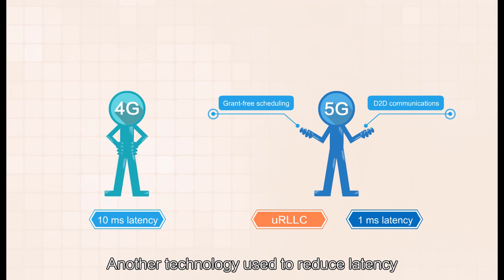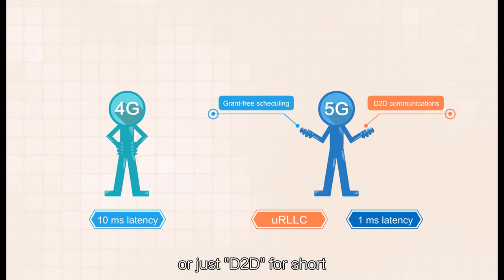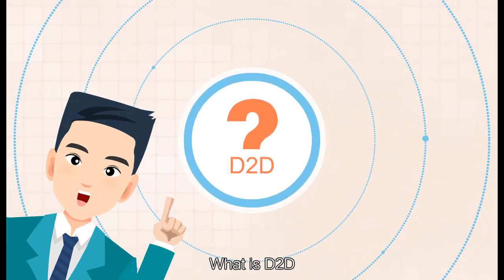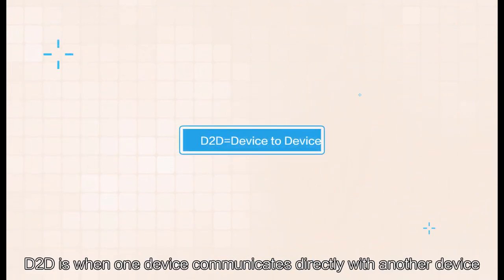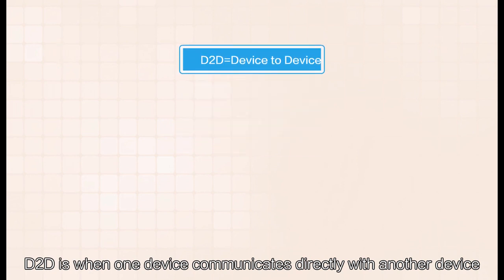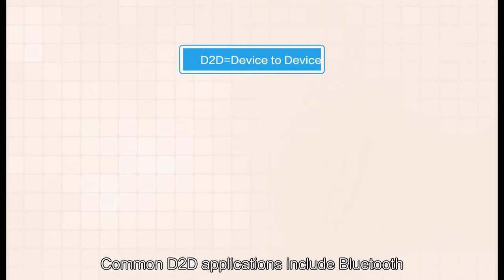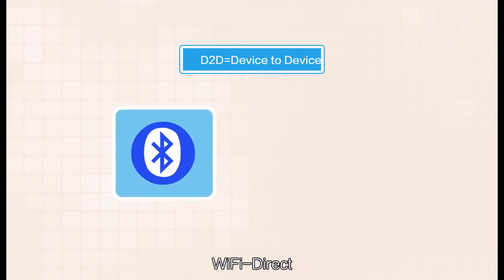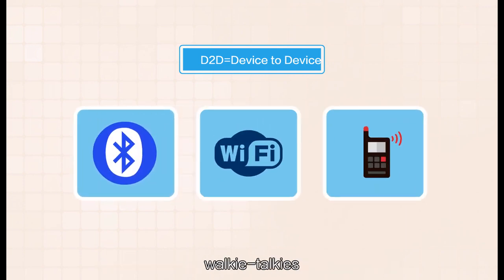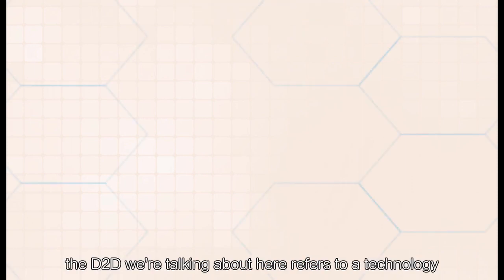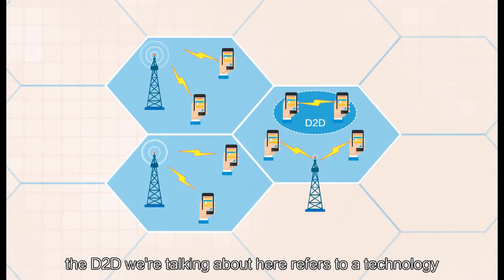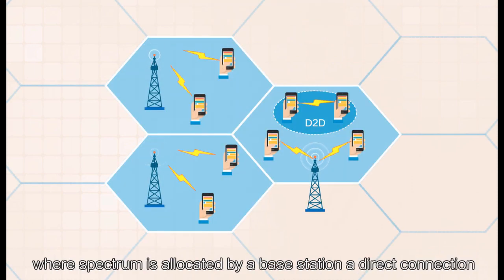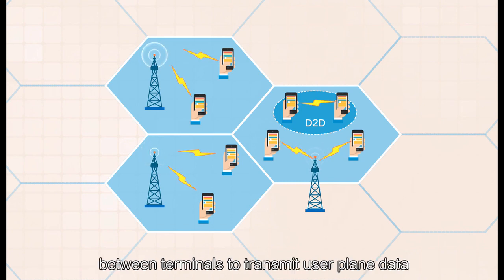Another technology used to reduce latency is device-to-device communications, or just D2D for short. What is D2D? D2D is when one device communicates directly with another device. Common D2D applications include Bluetooth, Wi-Fi Direct, walkie-talkies, and the like. However, the D2D we're talking about here refers to a technology where spectrum is allocated by a base station, with a direct connection between terminals to transmit user-plane data.